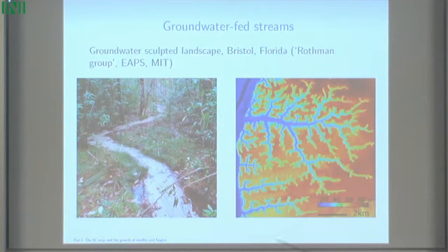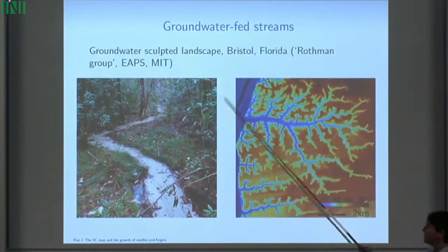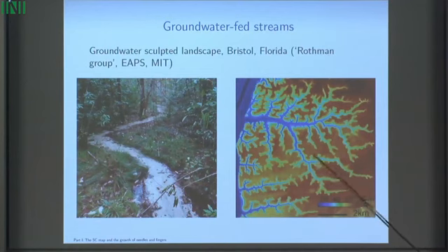This is a particular region in Bristol, Florida, which is being well studied by the Rothman group at MIT Earth Sciences. And here's an overall picture of the valley network. These are effectively depth contours, and this gives you an idea of the horizontal scale. There's a lot of interesting branching patterns going on. One thing I want to talk about today is some of the characteristics of these branching patterns. But there are other really interesting things going on here, which I won't talk about today.